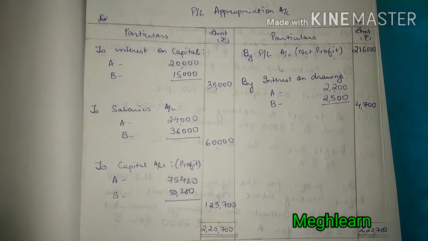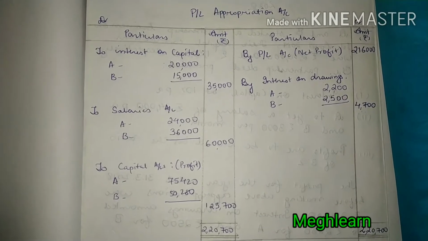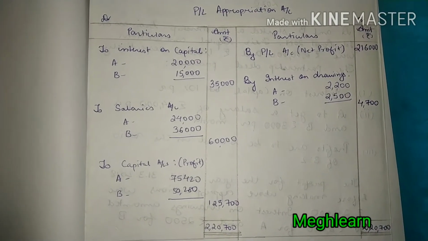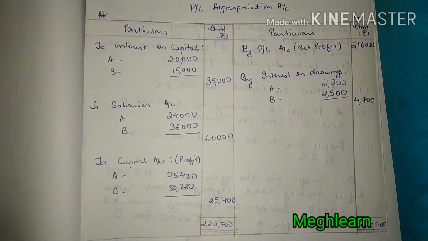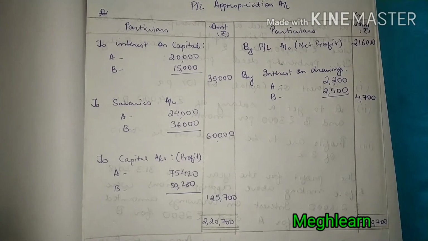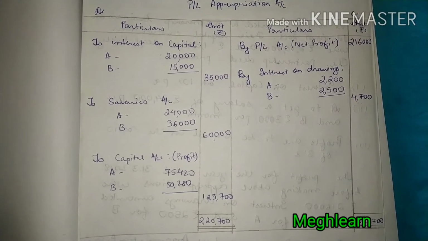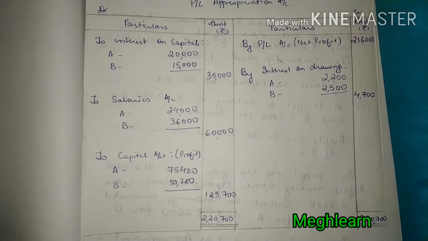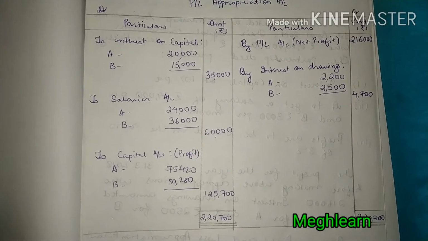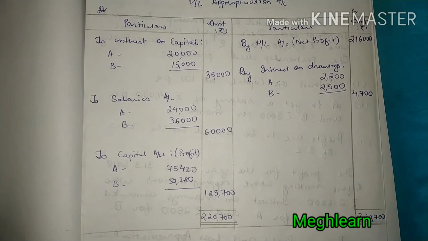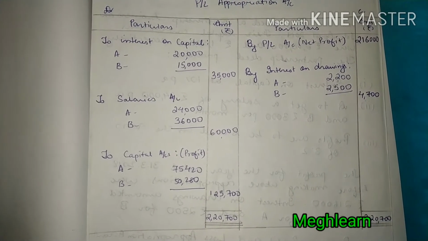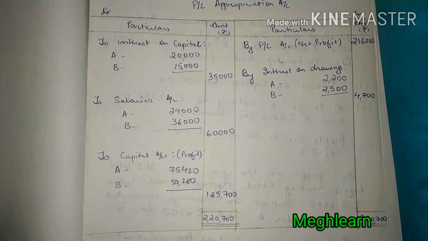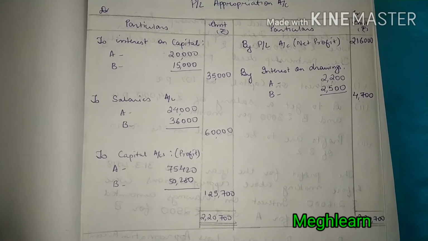So as you can see, we had started with the profit and loss appropriation account. On the credit side, we have to record whatever net profit is given in the question, that is 2,16,000. Then we have interest on capital. Interest on capital is given at the rate of 10%, so on whatever capital is contributed by the partners, you have to take 10%.